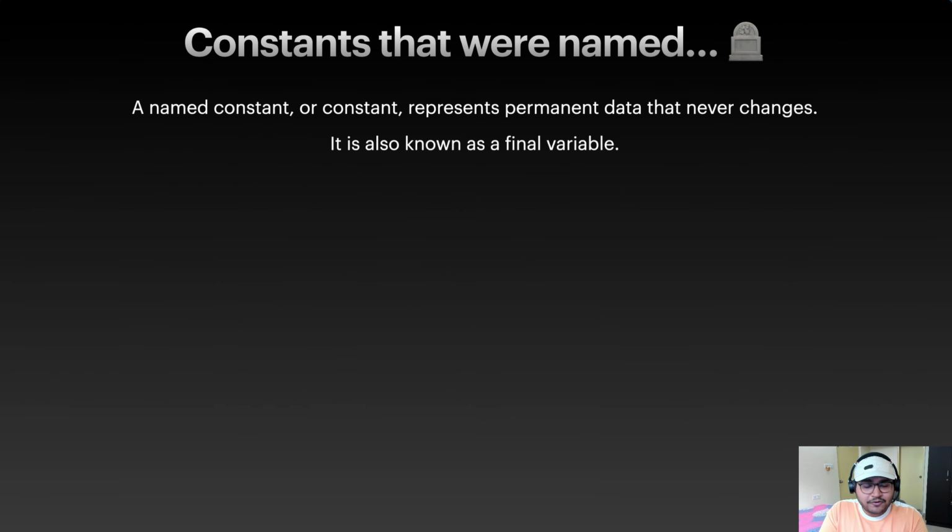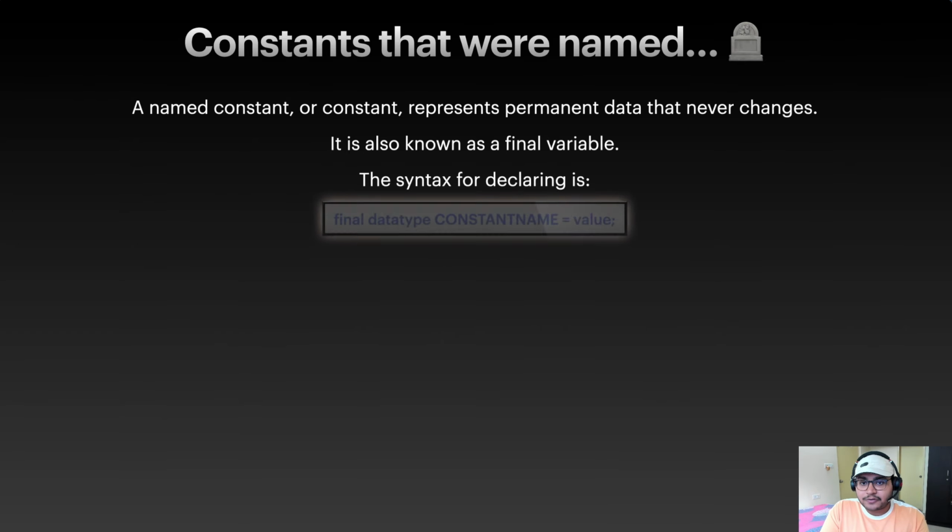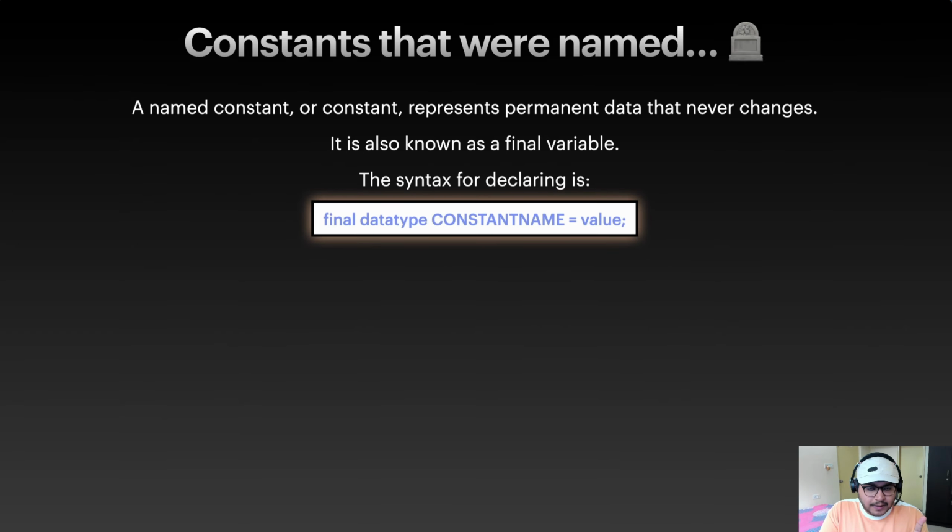The value of a variable may change multiple times during the execution of a program, as we just saw. But a named constant represents permanent data that never changes. In Java, a constant is also known as a final variable. Named constants enforce a rule upon the compiler, ensuring that their value can never be changed in memory.